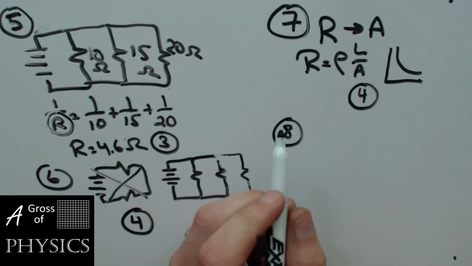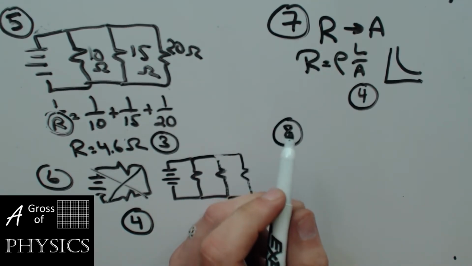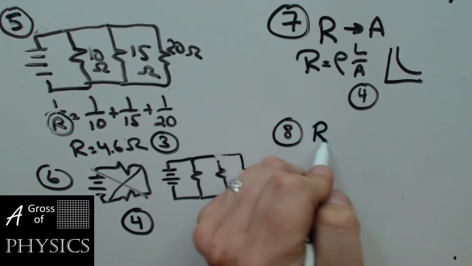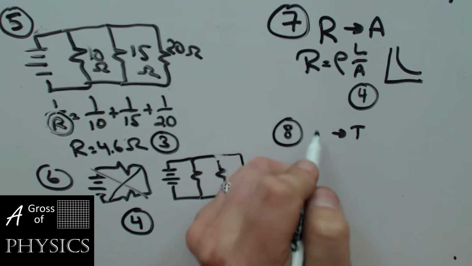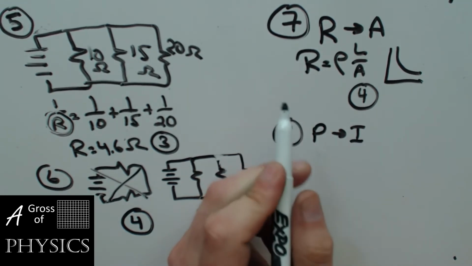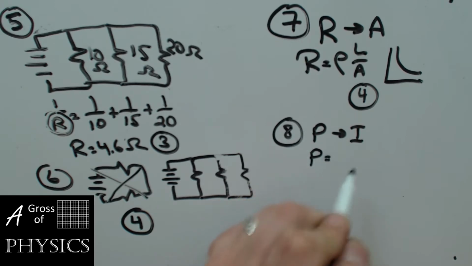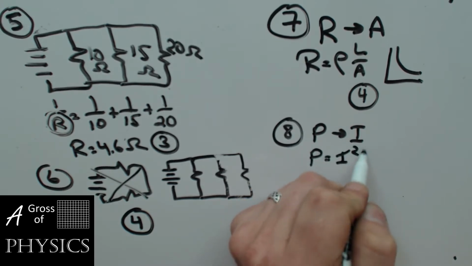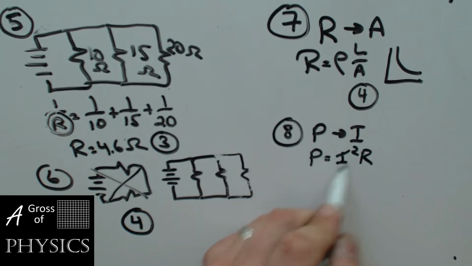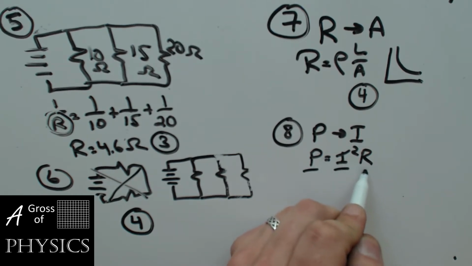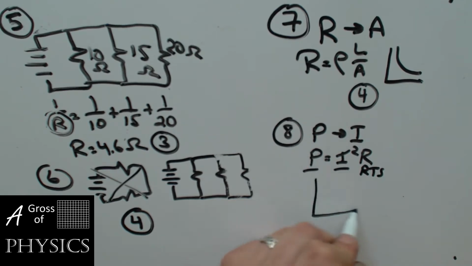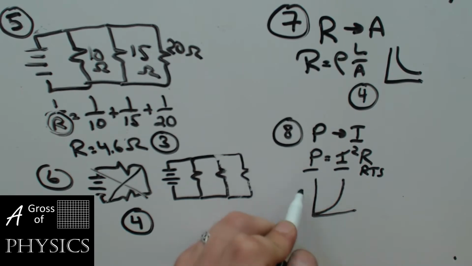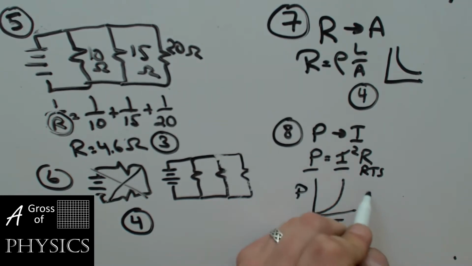All right, number 8. What is the relationship between power and current? I'm sorry, power, which is P, not R, and current, which is I. Well, the equation, if the resistance is constant, is P equals I squared R. So that's a direct square relationship between these two. Since R is constant, it remains the same. So what shows a direct square relationship? Well, one that has a curve. And if it's power and current, that is choice 4.